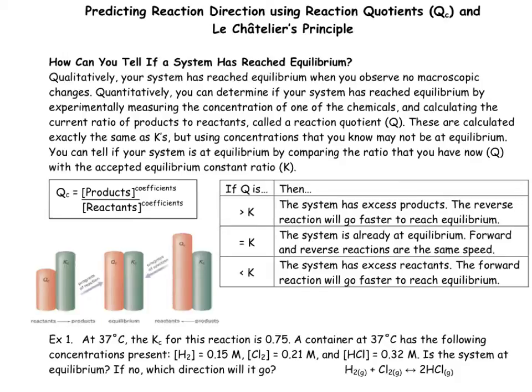Qualitatively, your system has reached equilibrium when you observe no macroscopic changes. Quantitatively, you can determine if your system has reached equilibrium by experimentally measuring the concentration of one of your chemicals and calculating the current ratio of products to reactants, called a reaction quotient, or Q. These are calculated exactly the same as Ks, but using concentrations that you know may not be at equilibrium.